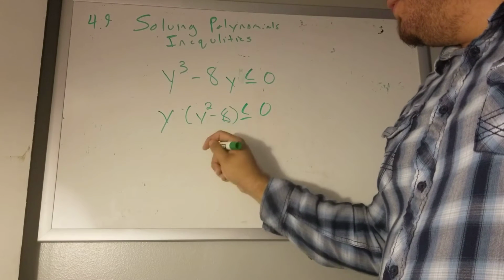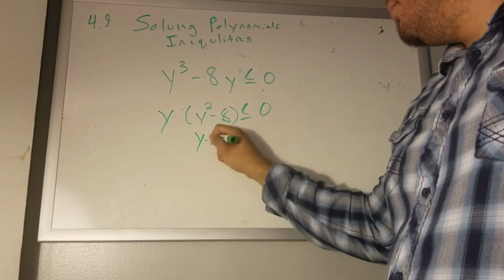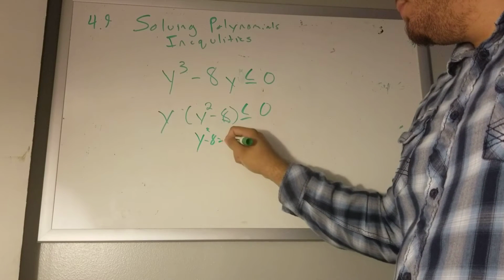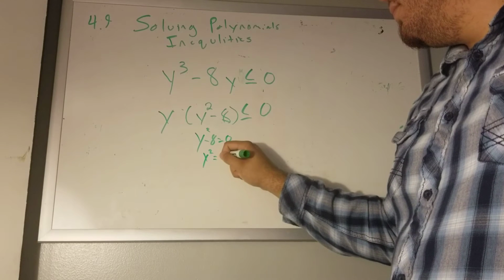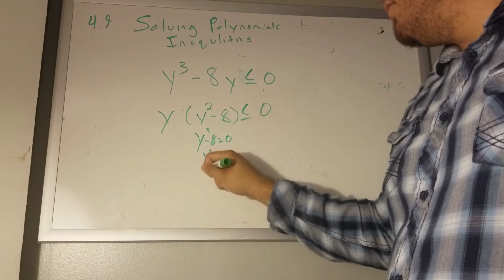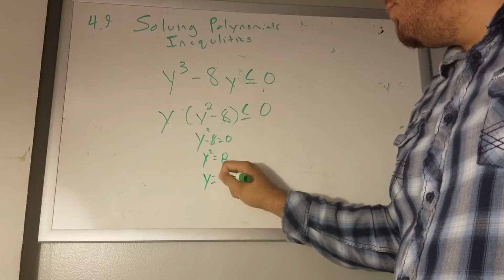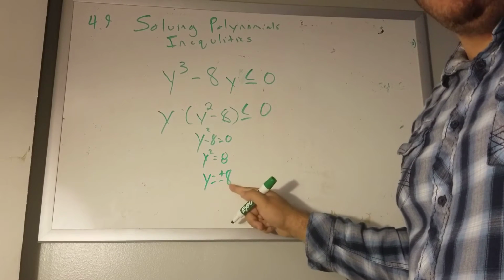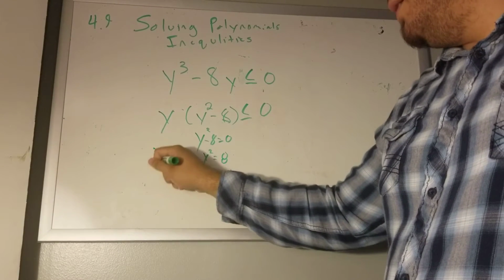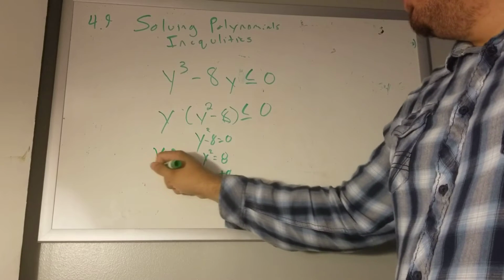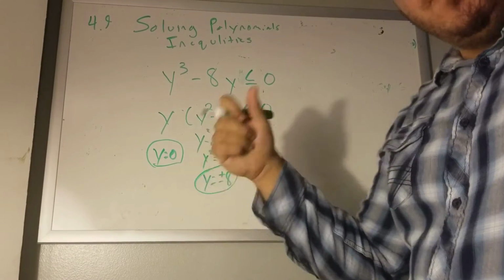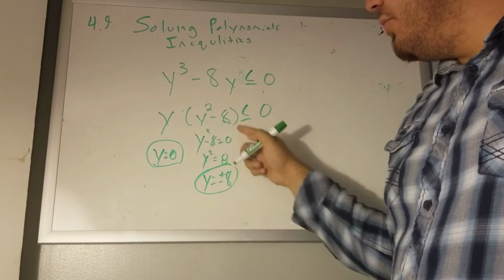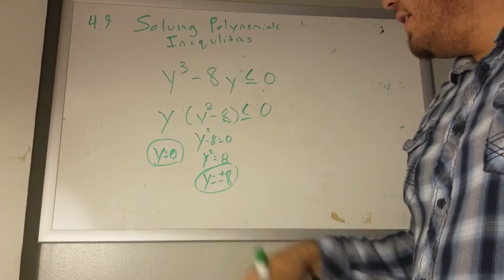So if I were to solve this part right here, plus 8 on both sides, 8, and then square root both sides, so that's y equals plus or minus 8. Don't forget that, plus or minus 8. And this one is y equals 0. So your root points are 0, and both negative and positive 8.